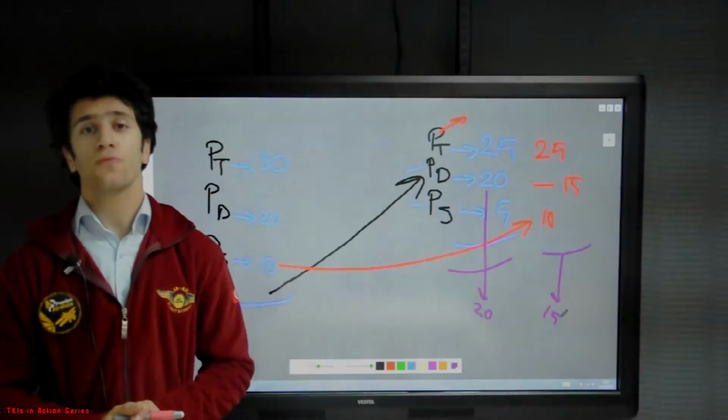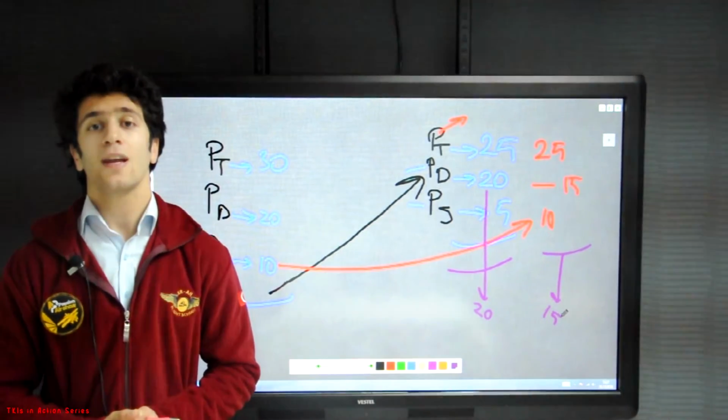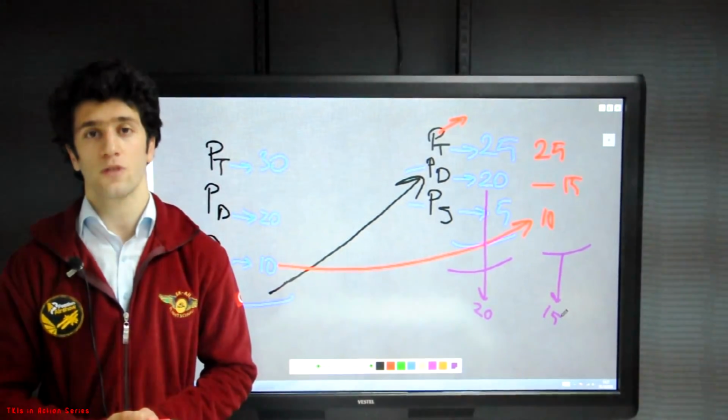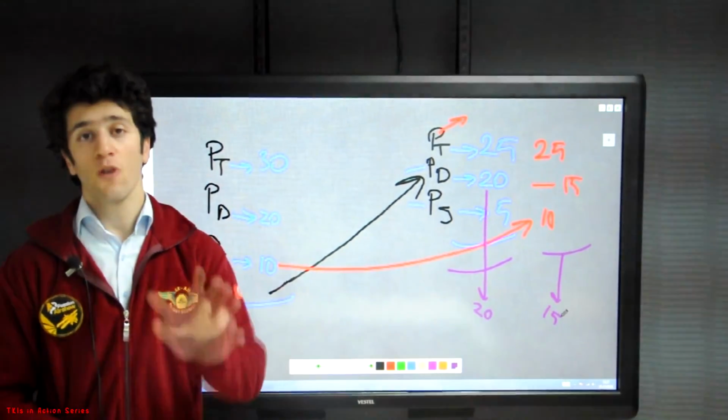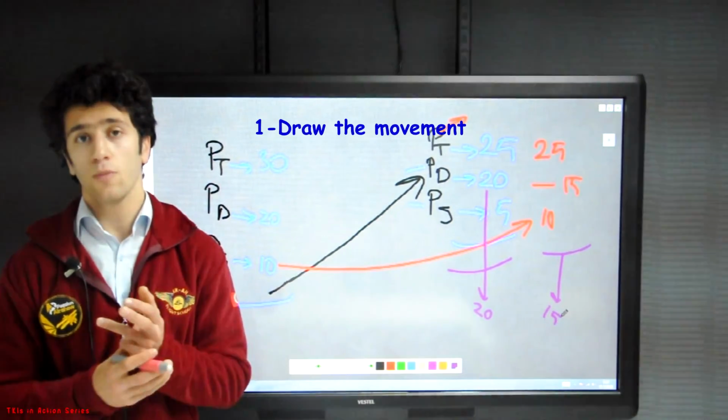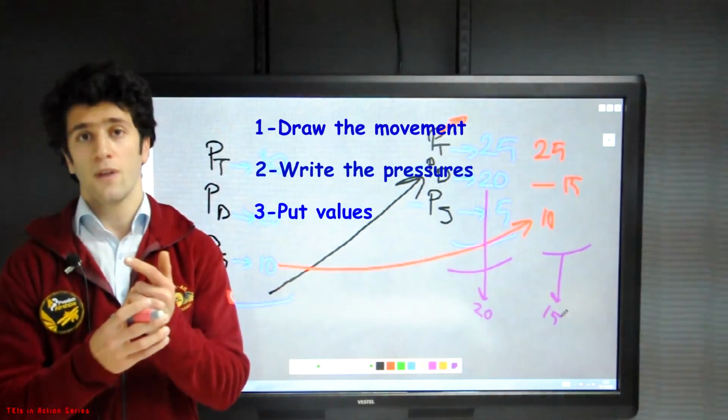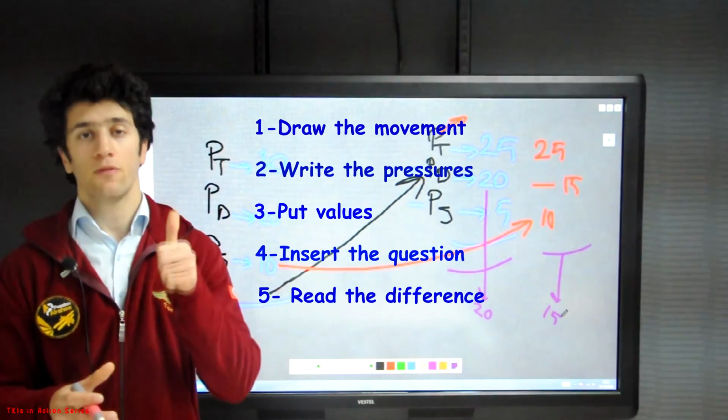You can integrate these 5 steps for all the blockers or leakage stations on our pressure instruments. Don't forget, we have 5 basic steps: draw the movement, write the pressures, put the values, insert the question, and read the difference.